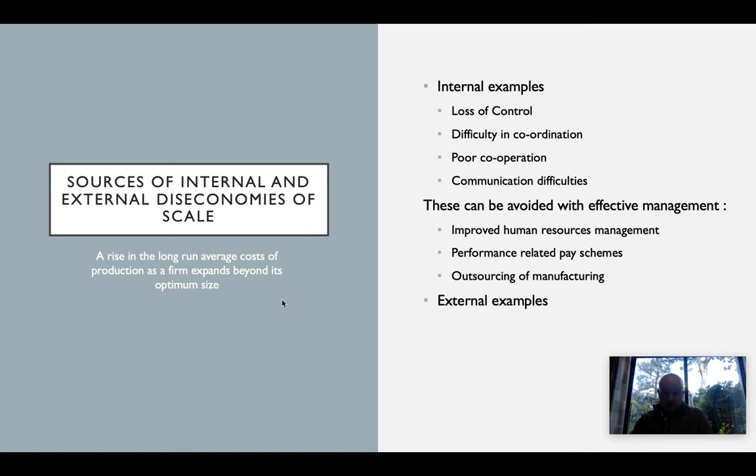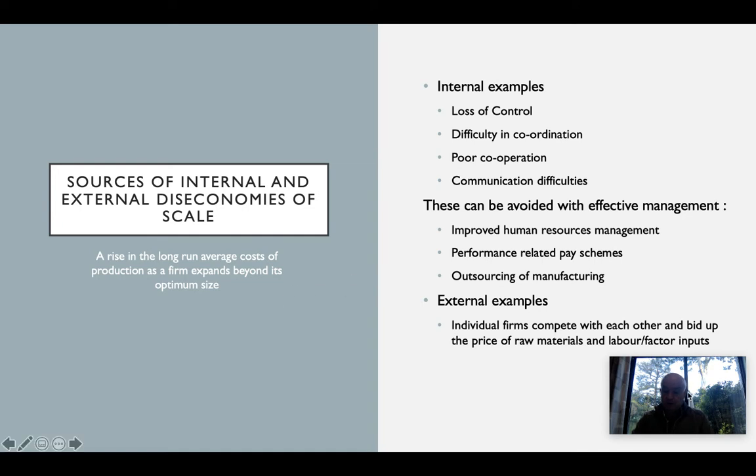Some external examples then that we'd need to consider too, some external diseconomies of scale. Could be where you've got individual firms competing with each other to bid up the price of raw materials, labour and factor inputs. Clearly, that's going to cause high levels of cost for you as a business.